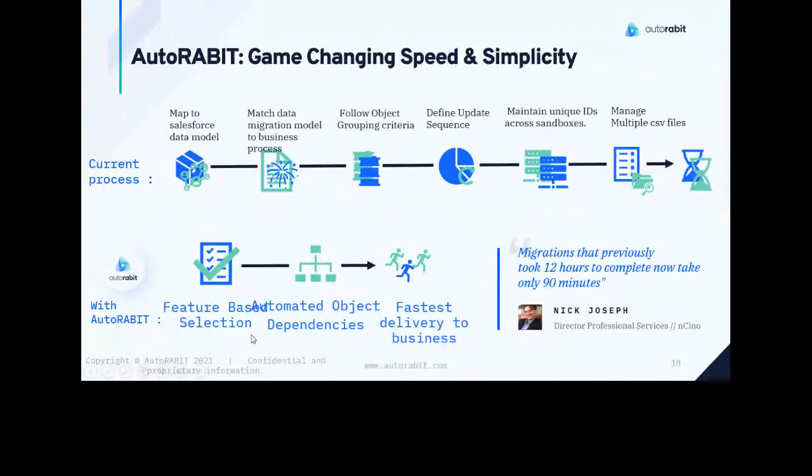Whereas with AutoRABIT, you would have feature-based selections and automated object dependencies, so that you can do faster delivery to the business. So all the multi-parent child relationships are intact, and you can easily migrate data, metadata, and object components, keeping them intact, from one org to another org automatically, with no manual interventions.